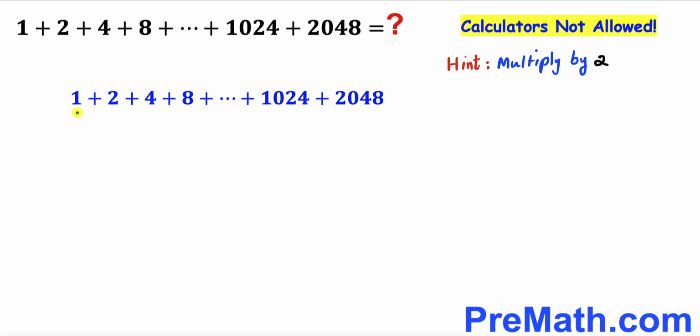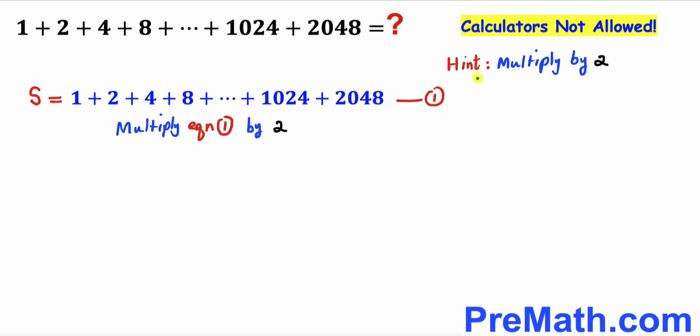Now let's focus on this given series once again. Here I have copied down this series: 1 plus 2 plus 4 plus 8 all the way to 2048. I'm going to label the sum of this series as uppercase S. In other words, the sum of this whole series is equal to uppercase S. I'm going to label this as our equation number 1.